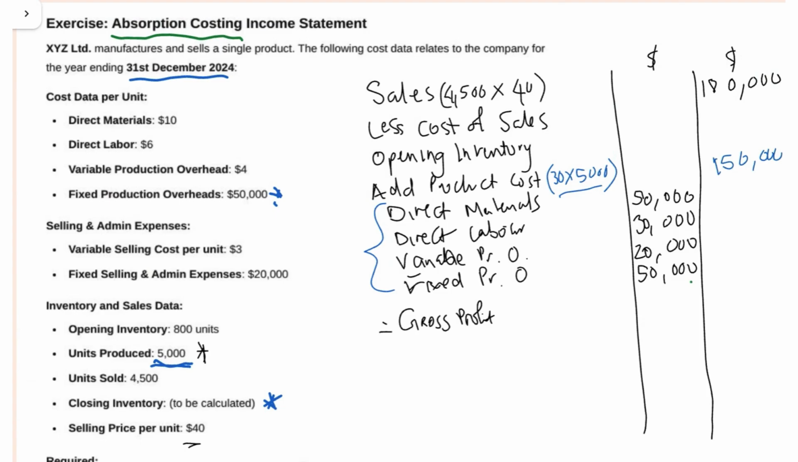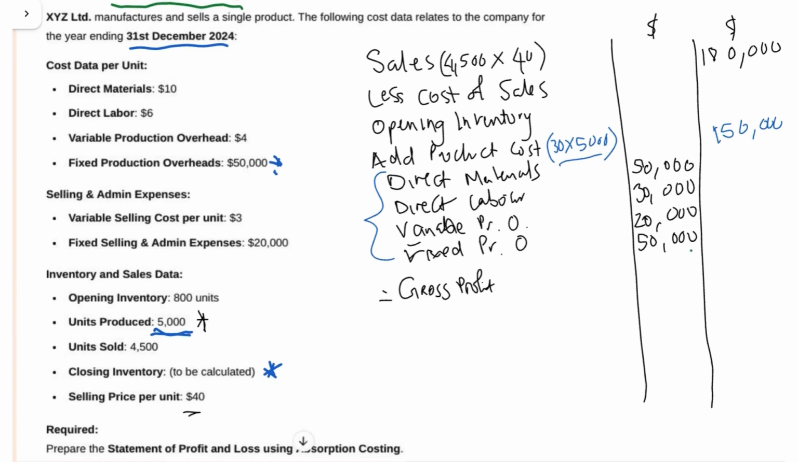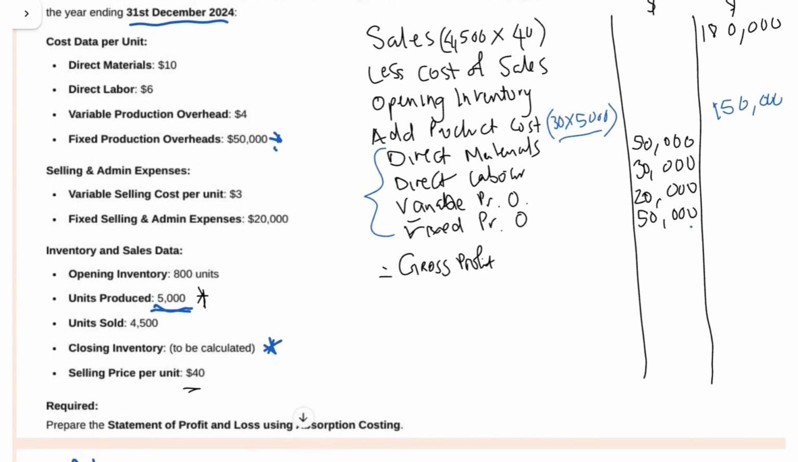So now let's get back to our opening inventory. It says our opening inventory is 800 units. So we say 800 units times 30, okay? And that is 24,000 for our opening inventory.